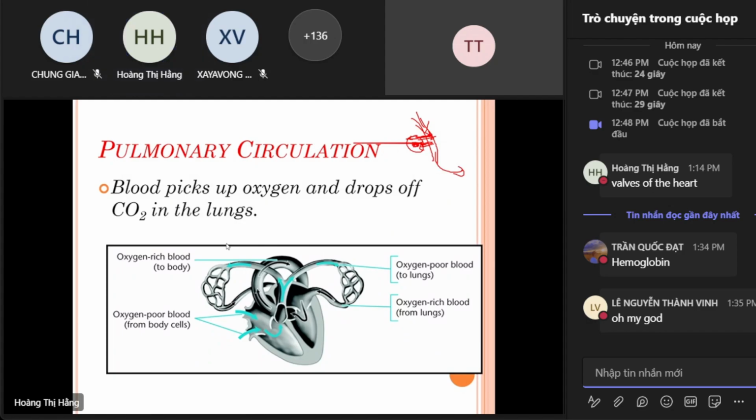Why does gas exchange occur in capillaries? Why does gas exchange, việc trao đổi khí, occur in capillaries? Máu mạch.